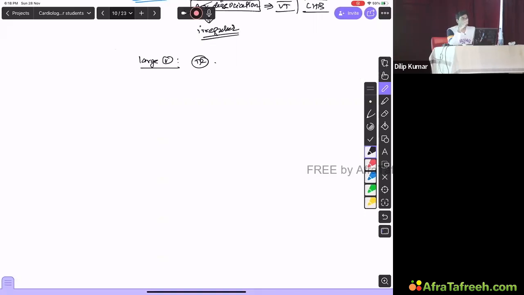The typical characteristic example is TR. But Epstein's anomaly is a condition where you get what? TR. Okay, you will get TR in Epstein's anomaly. But despite having significant TR, you won't get a large V wave in Epstein's anomaly.